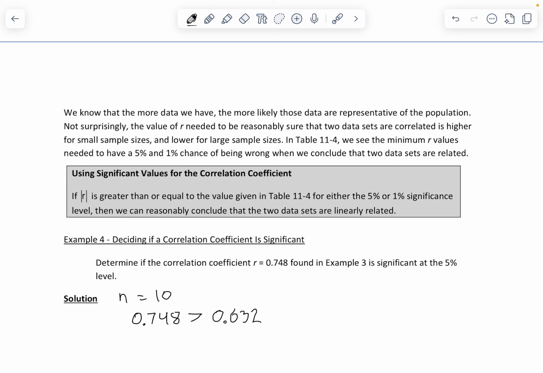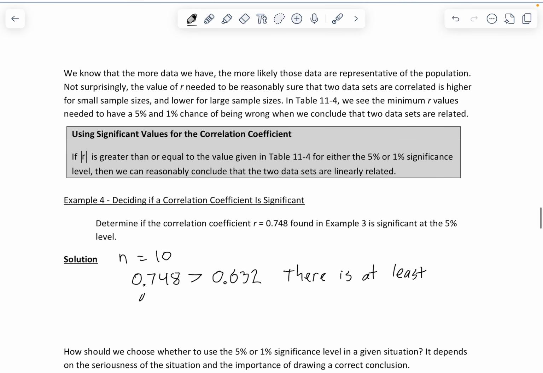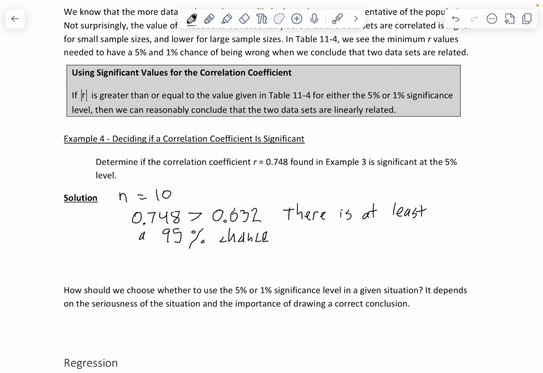So based off of this, we can say that there is at least a 95% chance that the data are significantly related. Okay, at least a 95% chance that they're significantly related.